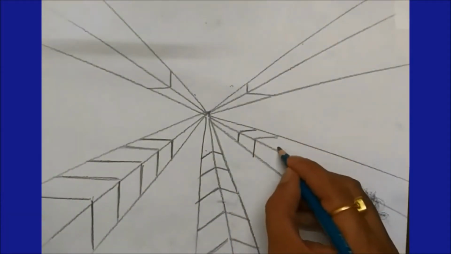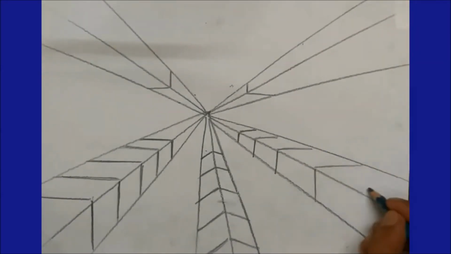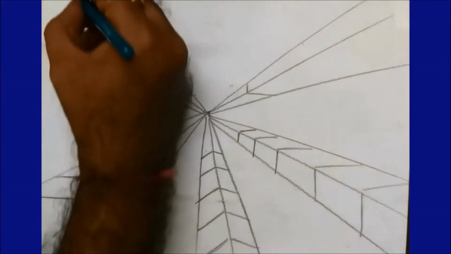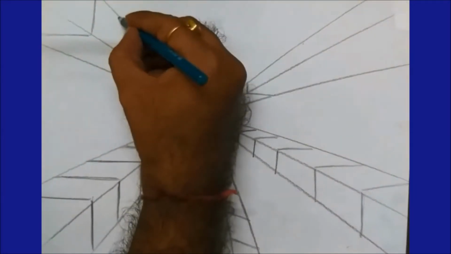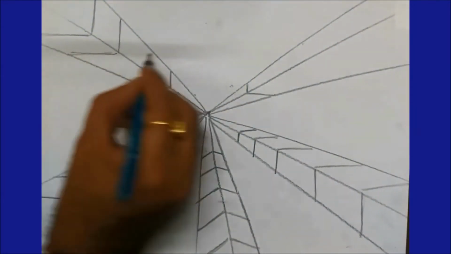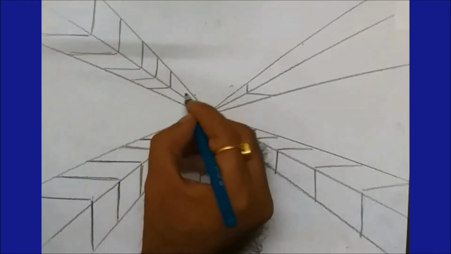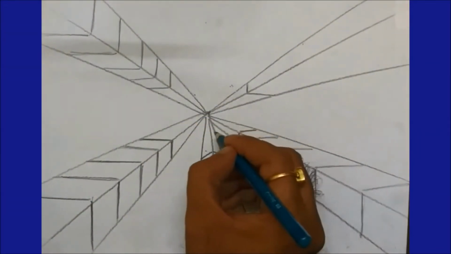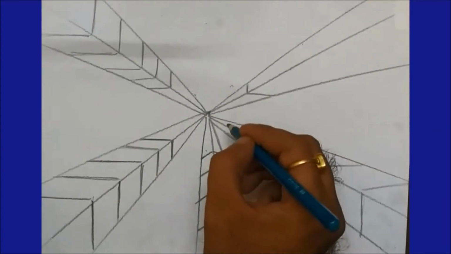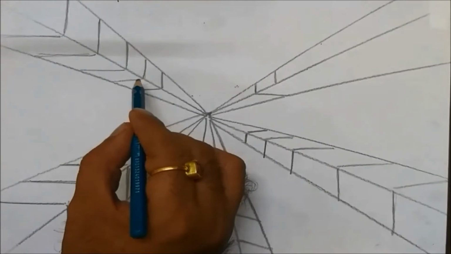Same thing here, slanting, standing, slanting, standing, slanting, standing, slanting, standing. Same thing here, standing, slanting, standing, slanting, standing, slanting, standing, slanting. This will be an empty space where I am going to rub these lines. This is my sky level and this is my building level which is rising up towards the sky.